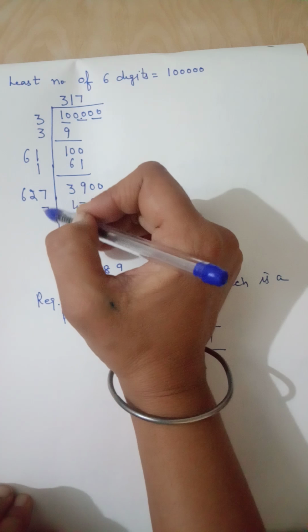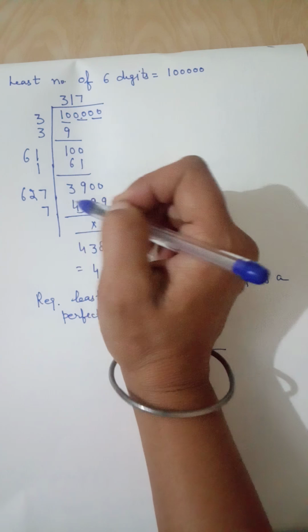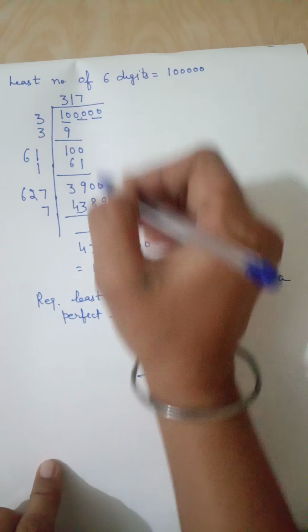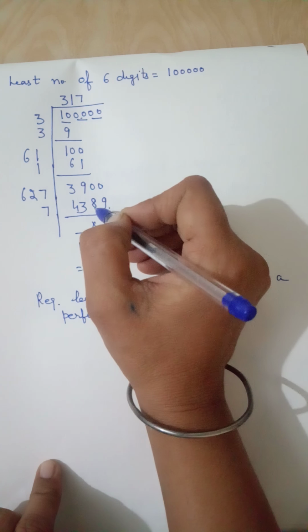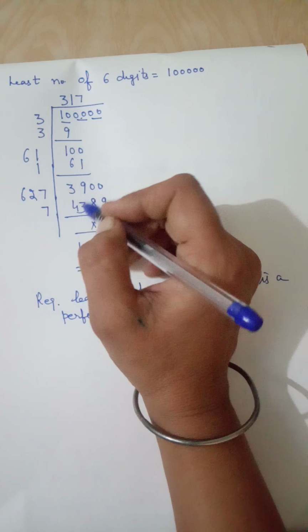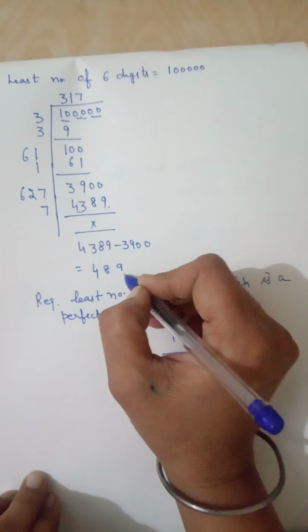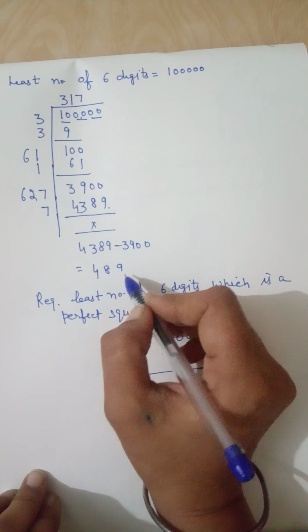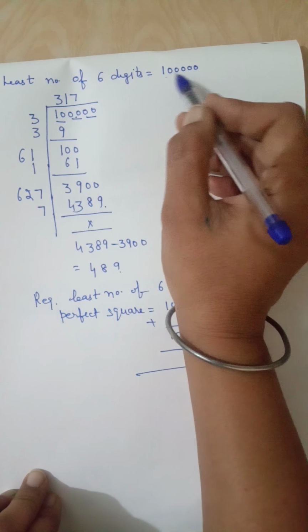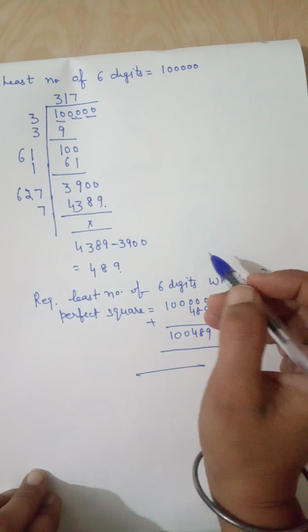So it is divisible by 7, because at 6 it is a smaller term. 7 sevens are 49, 7 2s are 14 plus 4 is 18, 7 6s are 42 plus 1 is 43. Now we subtract this from this number, we get 489. So we add this number to the least 6 digit number to make it a perfect square.